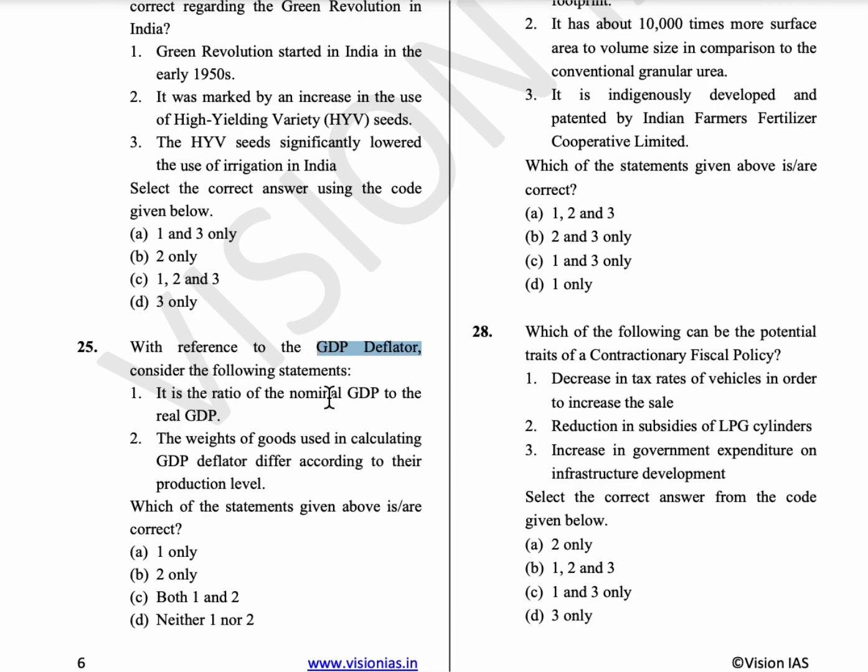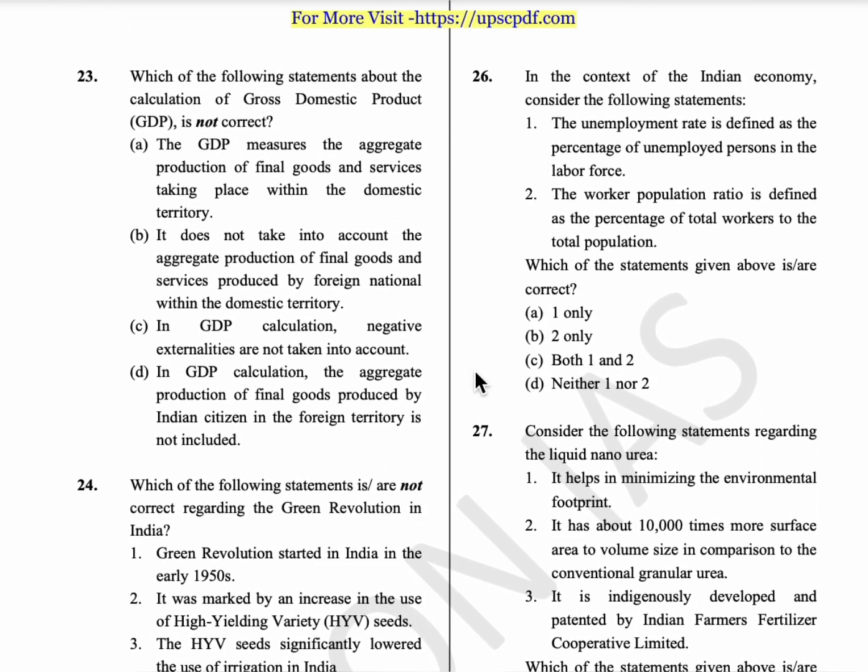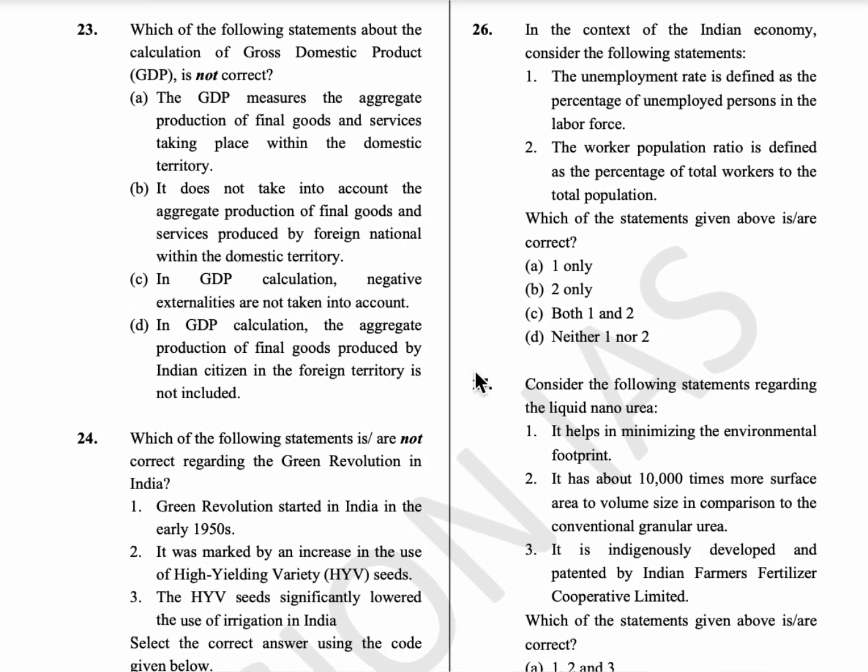So consider the following statements. It is a ratio of nominal GDP to real GDP. So the first statement is correct. Second statement is the weights of goods used in calculating GDP deflator differ according to the production level. So both these statements are correct. So option C.